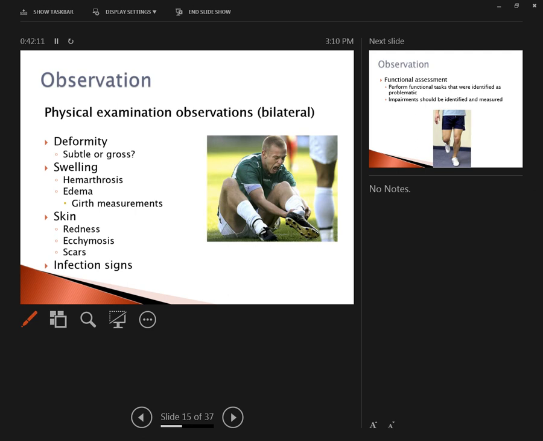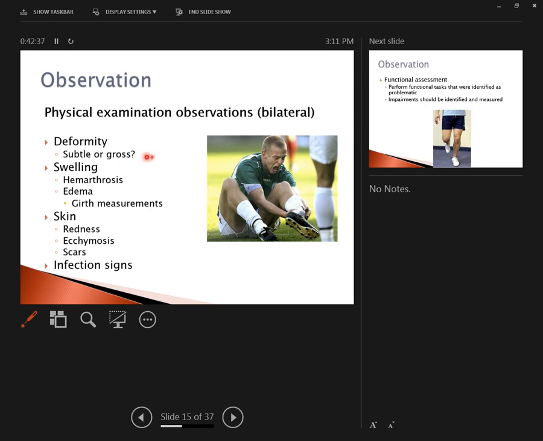One of the major things that you're going to be looking at in observation is the deformity, the swelling, redness, signs of infection. Those are the primary things that we look for once we actually get to the joint. So obviously in this picture, I love this picture, we have some very gross deformity. This is probably an entire ankle dislocation or a tib fib fracture that's displaced.